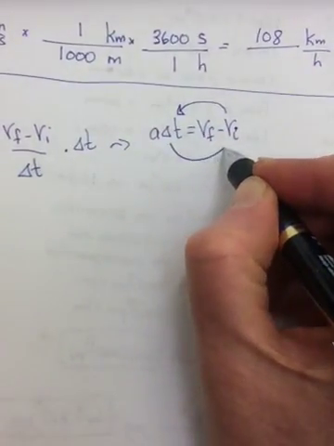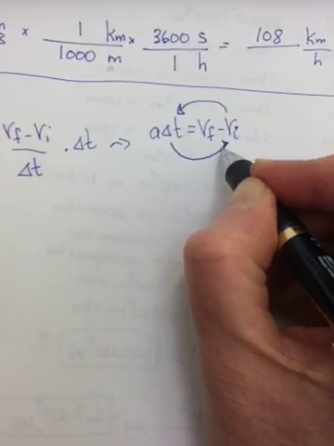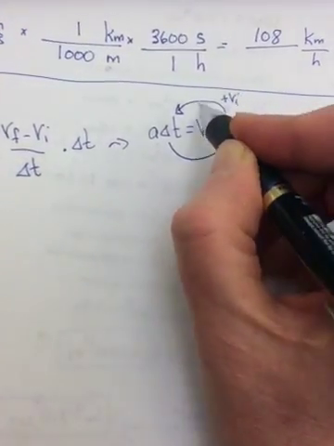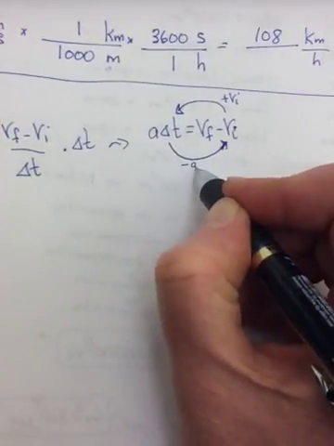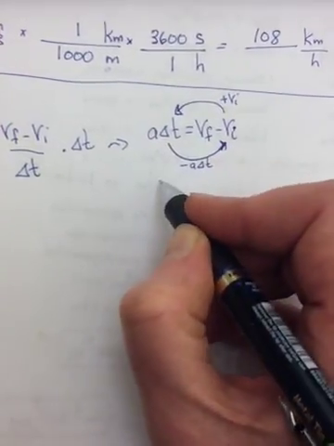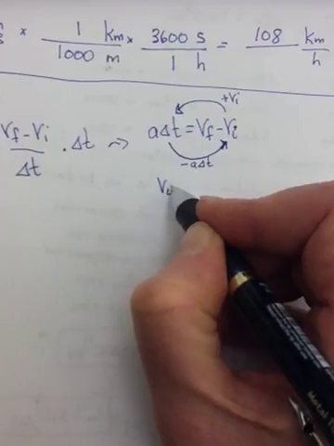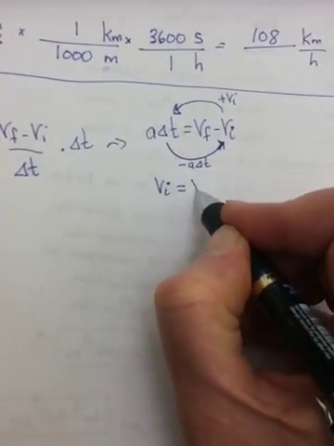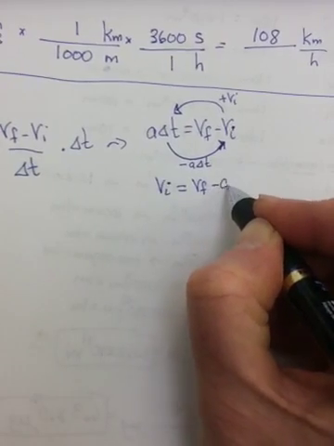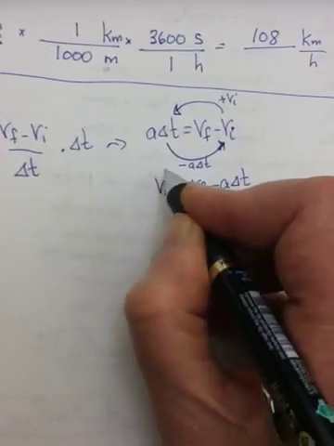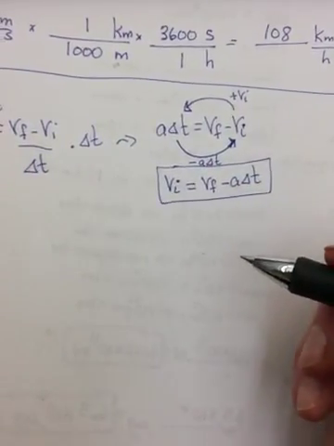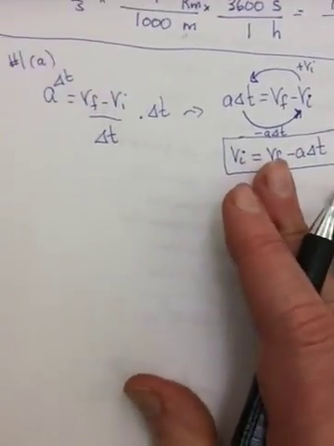And then I would bring my a delta t over. So when I say take it over, meaning I would add VI to both sides, and I would subtract a delta t from both sides. And so when I do that, I will end up with VI, because it's come over here, is equal to VF minus a delta t. And I have now rearranged that given equation for VI. Okay, so that's the first one, A.